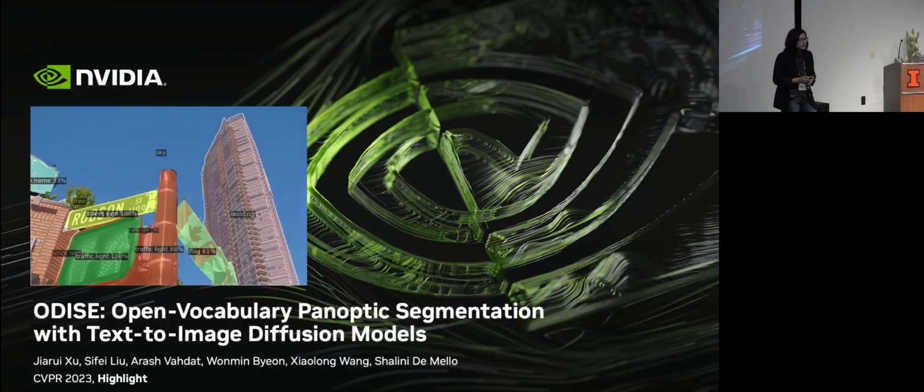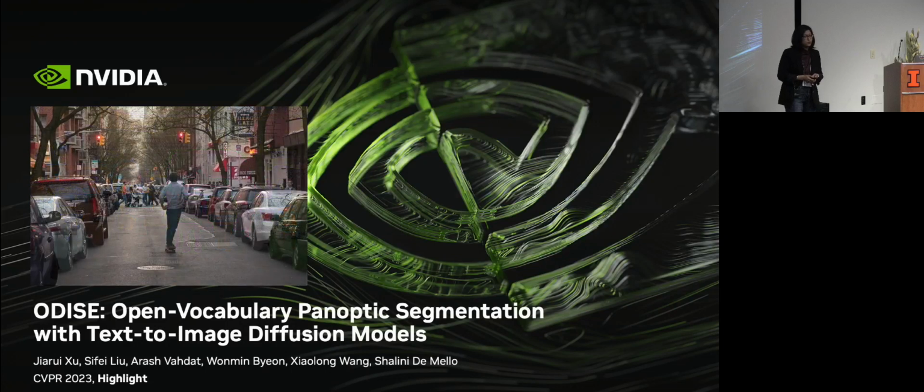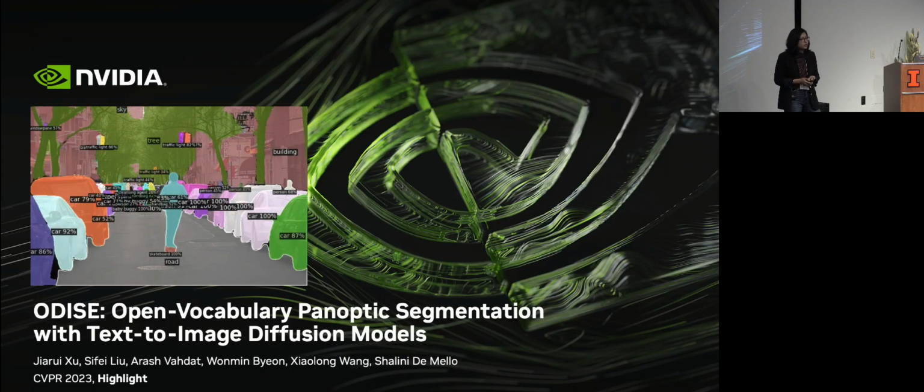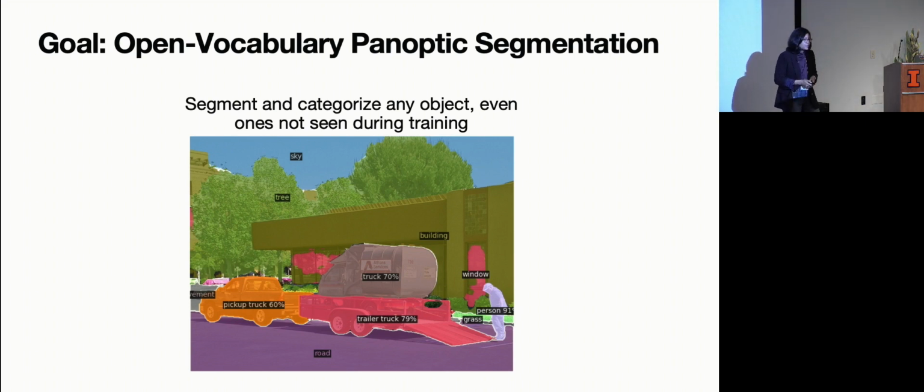So to go further, this year at CVPR 2023, we proposed a new model for open vocabulary panoptic segmentation called ODISE, with text-to-image diffusion models. In this particular work, what we were trying to look at is, can we do open vocabulary panoptic segmentation? Compared to the previous work, we made two changes. The first was, instead of just looking at semantic segmentation, panoptic segmentation involves the segmentation of stuff or amorphous objects in the background, as well as instance segmentation of foreground objects. So we're looking at both things.